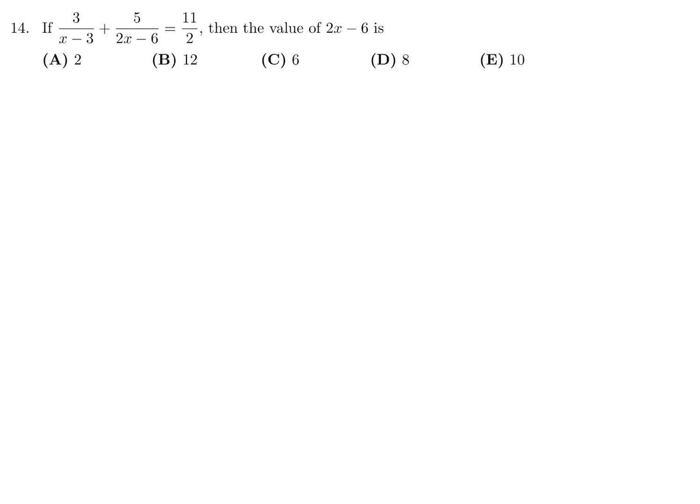If 3 over x minus 3 plus 5 over 2x minus 6 is equal to 11 over 2, the value of 2x minus 6 is.